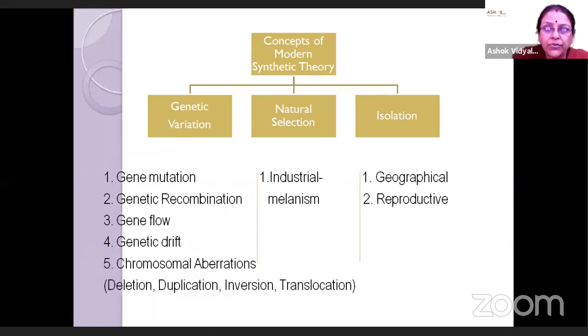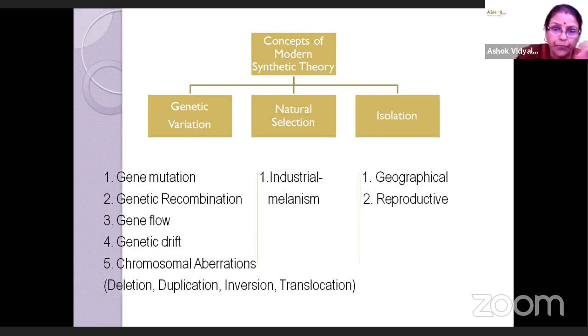Next slide. Now see here, students, to study the concepts of modern synthetic theory, how this theory was put forth to 3 categories. Instead of category, I think we can use the word factors or concepts. 3 concepts are put forth. One is genetic variation, second one is natural selection, and third is isolation.